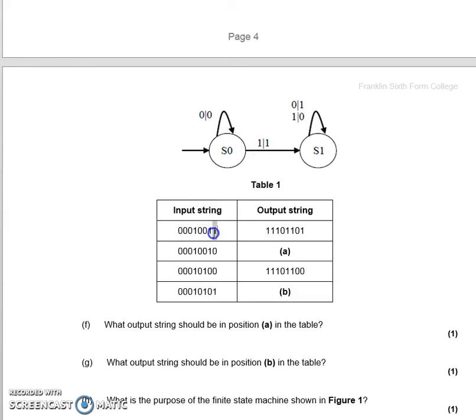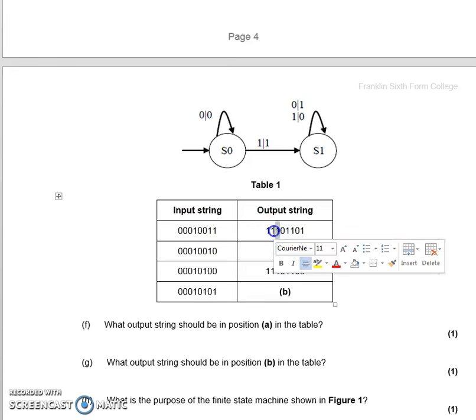Starting from the rightmost bit, we've got a 1. A 1 gives an output of a 1. And then look what's going on here. If the input's 0, the output's 1. Input's 1, output's 0. And we're going to remain in state 1. So we've got a 1, which becomes 0. 0, which becomes 1. 0 becomes 1. 1 becomes 0. And the rest of the zeros become 1s.